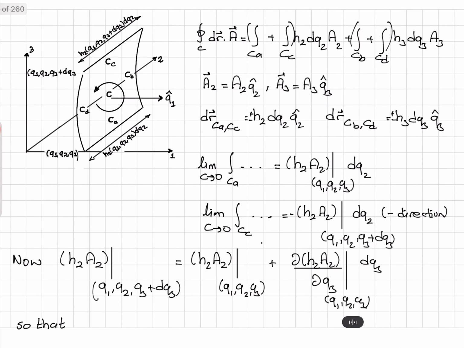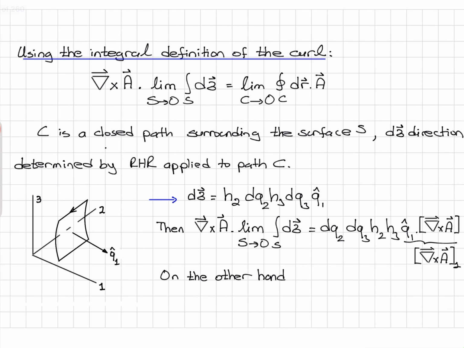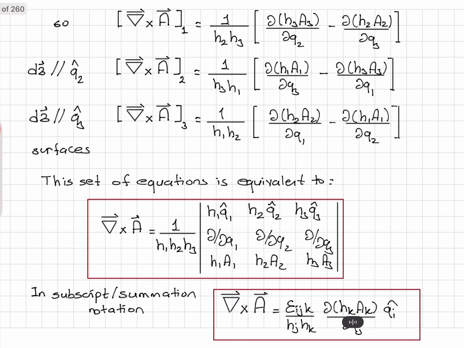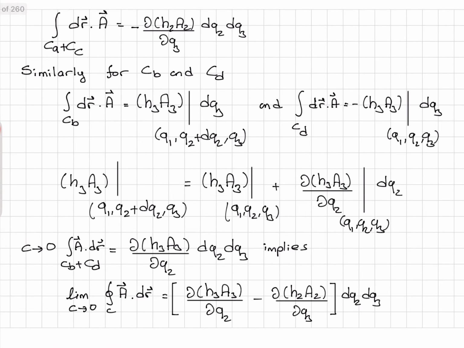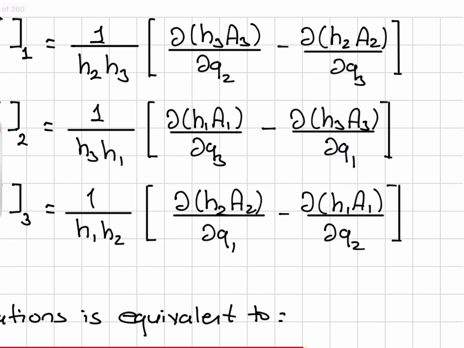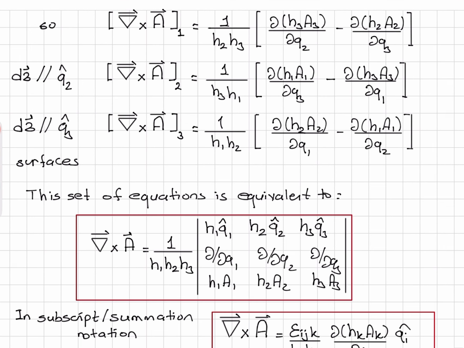The left-hand side gave me dq1, dq2, dq3, h2, h3, and curl A's first component. So curl A's first component is 1 over h2 h3 times the partial derivative of h3 A3 with respect to q2 minus the partial derivative of h2 A2 with respect to q3. These dq2, dq3 cancel. I can repeat this for the second and the third, and basically I obtain similar expressions from these surfaces, and this is the end result I get.